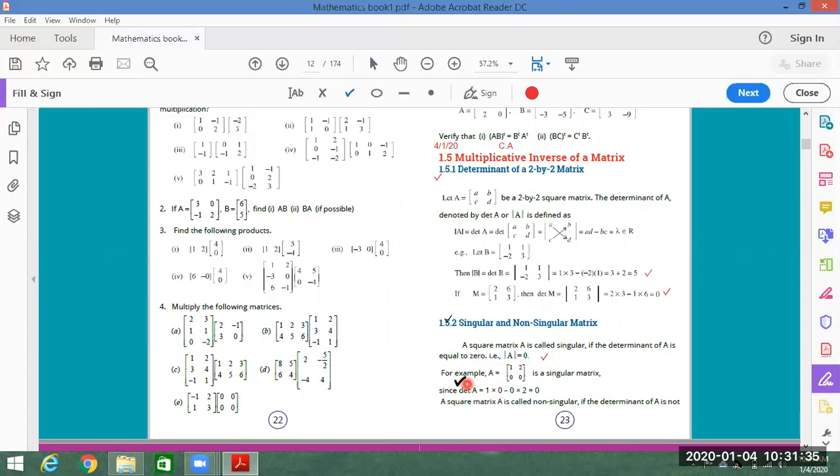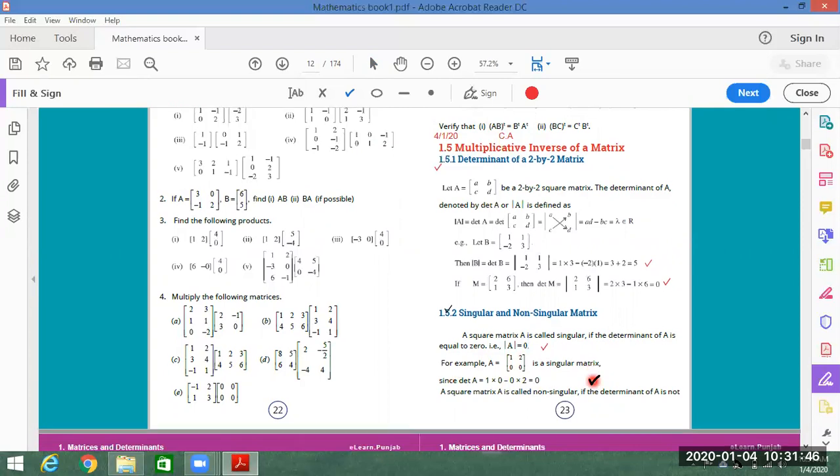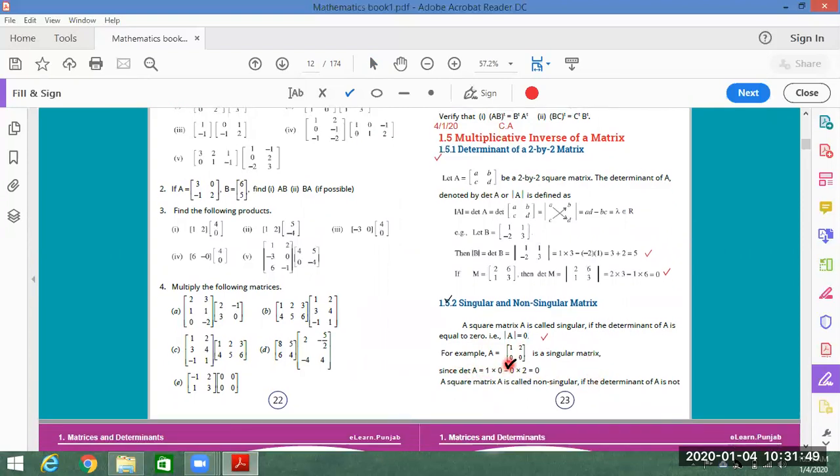Now let's look at an example. For example, A equals 1, 2, 0, 0 is a singular matrix. How it is a singular matrix, we have to show it. Taking the determinant, we cross multiply the diagonals. 1 times 0 is 0, and 0 times 2 is 0. So 0 minus 0 gives you 0. That is a singular matrix because its determinant is equal to 0.